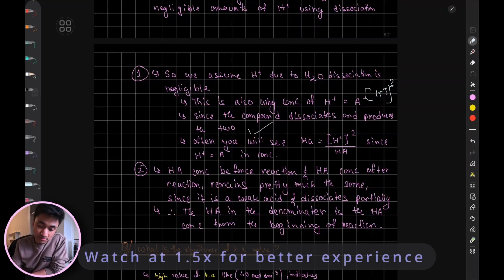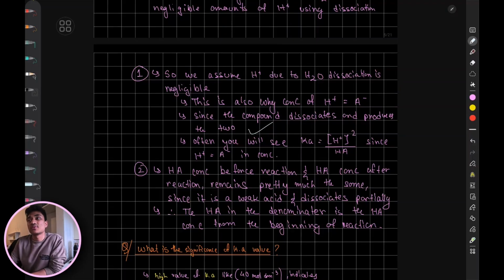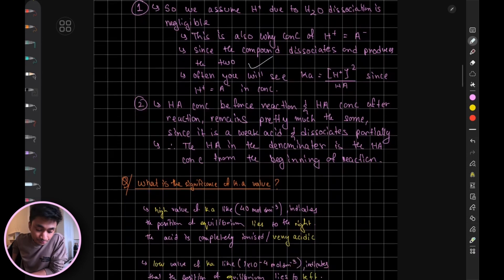So if they're equal, that means I can just write it as A minus concentration whole square in the numerator. I can also write it as H plus square. The reason we often write H plus whole square is because we are worried about the H plus concentration. We don't care about the salt. But anyways, you can do either or. But do H plus, that is the standard.